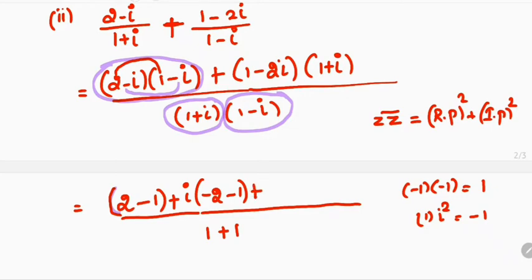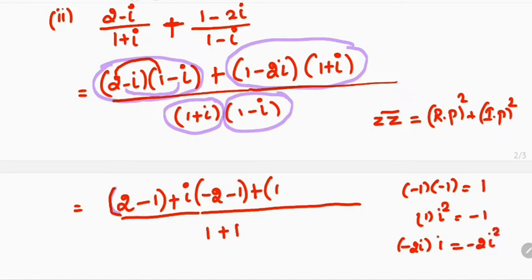Here also, the second term, we have to multiply these two complex numbers. The same method I am going to use. First, the real part: 1 into 1 is 1. Next, we have to multiply minus 2i into i. So it is minus 2 into i squared. The i squared value is minus 1, so it is plus 2. So here the real part is over.